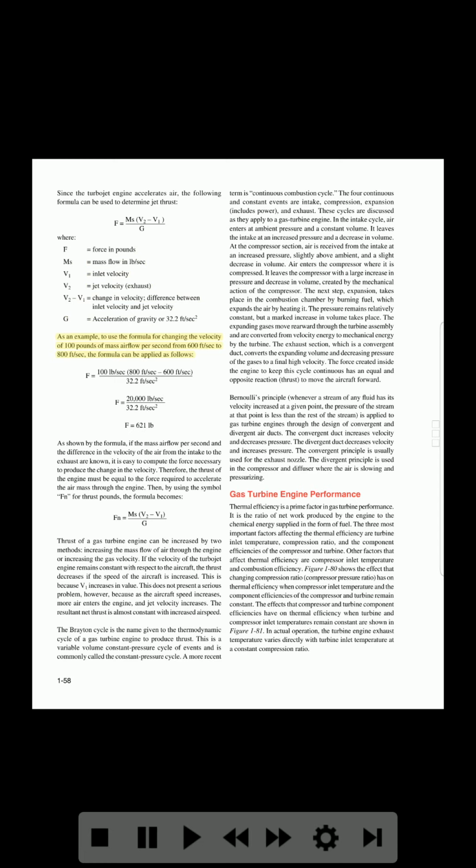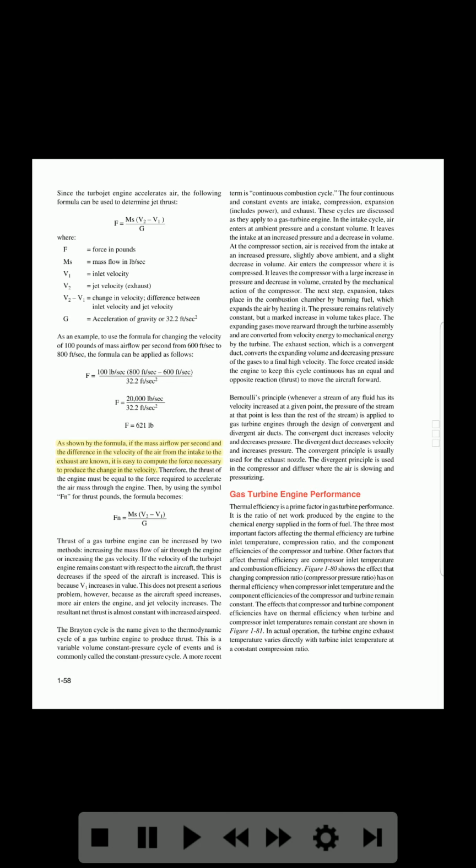As an example, to use the formula for changing the velocity of 100 pounds of mass airflow per second from 600 feet per second to 800 feet per second, the formula can be applied as follows: F = (100 pounds/second × (800 feet/second − 600 feet/second)) / 32.2 feet/second² = 20,000 / 32.2, so F equals 621 pounds.